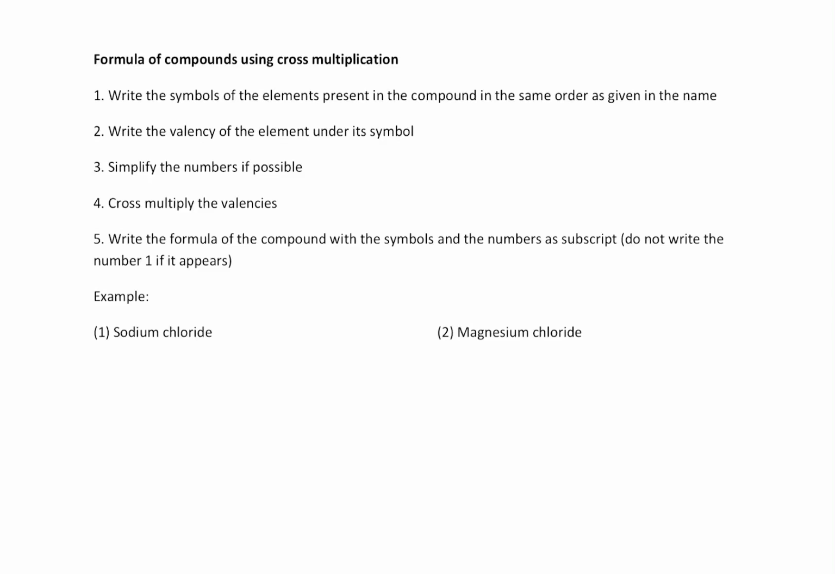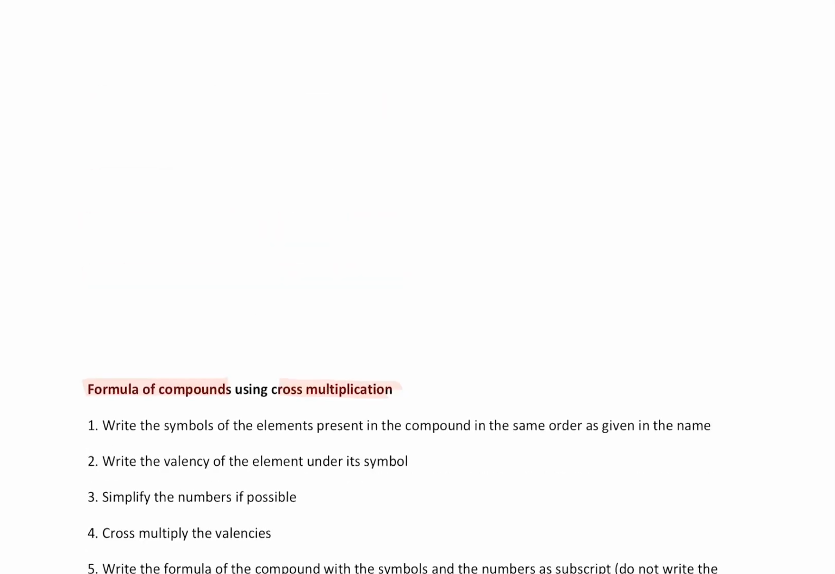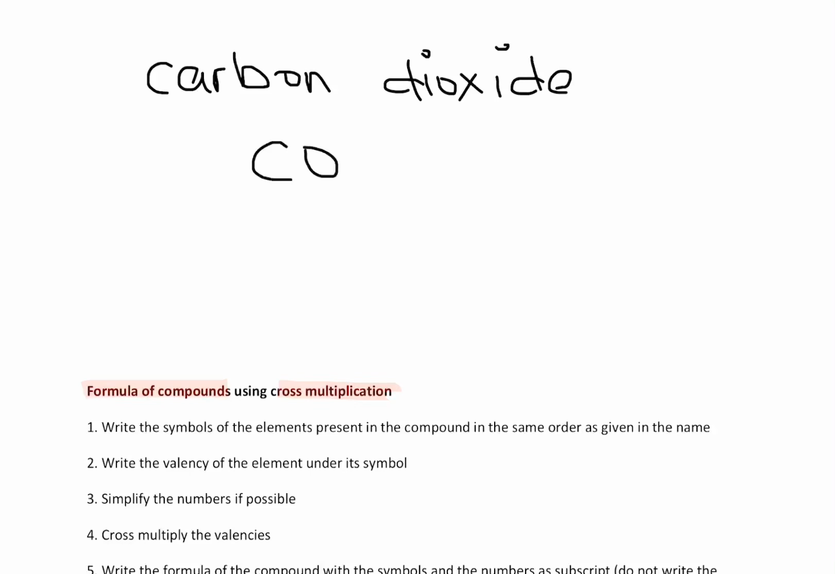So in this video, we're going to see how we can find formula of compounds using a method which is called cross multiplication method. So for this, we are going to find formula of certain compounds. Let's say when you have carbon dioxide, I think that you've seen it somewhere that carbon dioxide has formula CO2. Now, how do we get that CO2? Where does it come from?